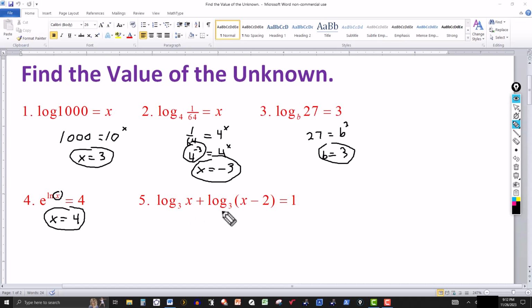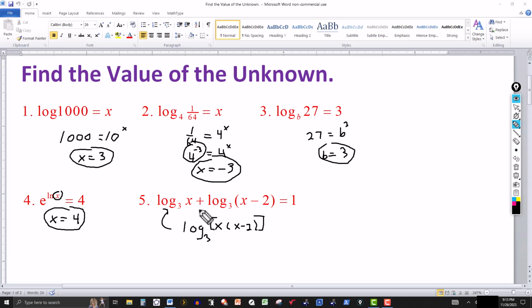And number 5 is a logarithmic equation. The base is the same. We have a sum of 2 logs. There's a property that tells us that if you have a sum of 2 logs, you can write that as a single log to whatever base it is. The base has to be the same here, 3, and that's going to equal the product of those expressions. So the property tells you that if you have the log of a product of 2 expressions, you can break that down as a sum.